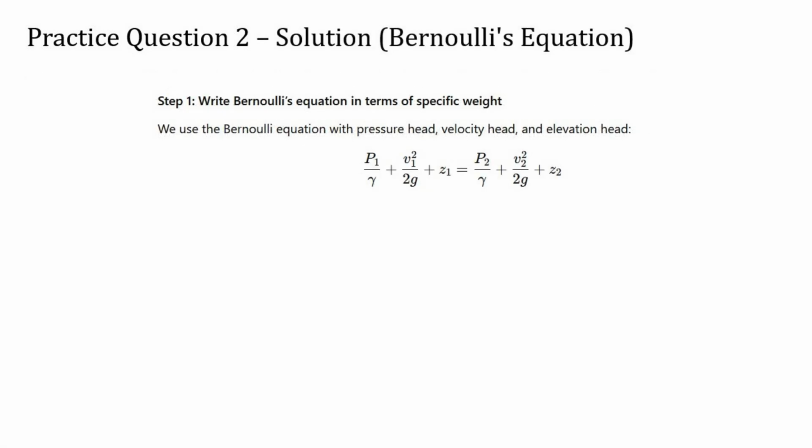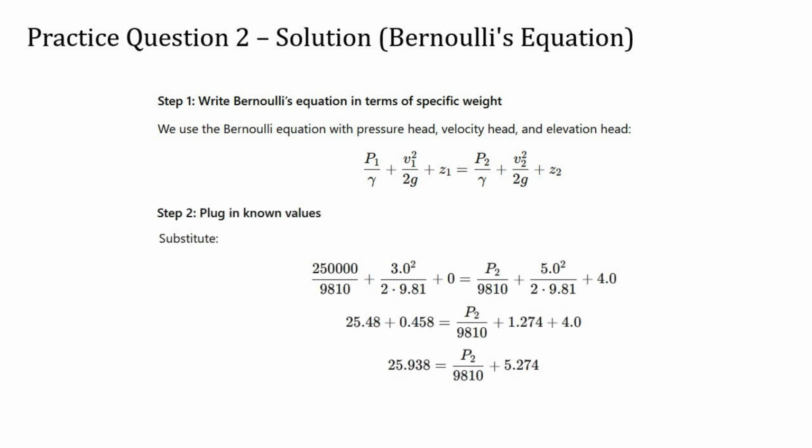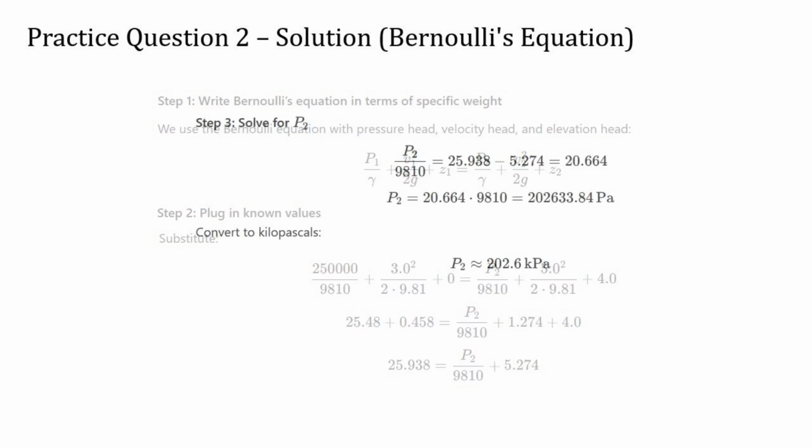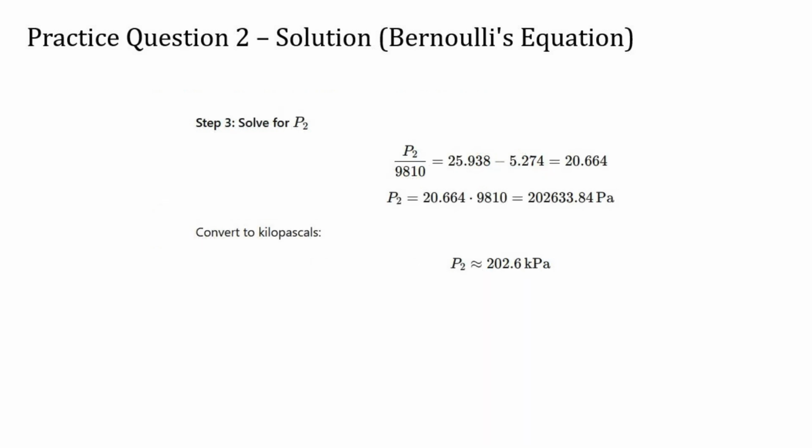To find the pressure at section 2, we apply Bernoulli's equation in terms of specific weight. This form of the equation includes 3 terms, pressure head, velocity head, and elevation head, and assumes the flow is steady and incompressible with negligible losses. We begin by setting up the equation using the given values at section 1 and section 2. This results in the following simplified equation where P2 is the only unknown. Now, we can solve for P2 and simplify.